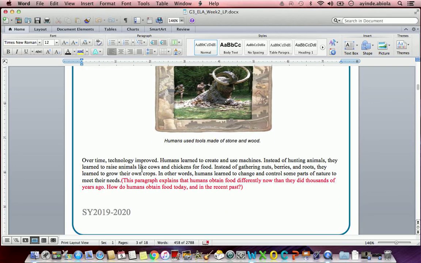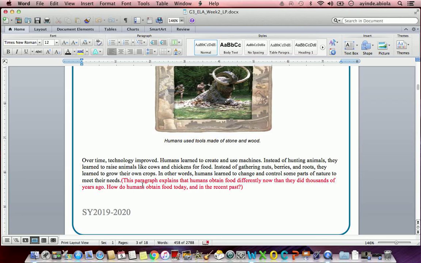Over time, technology improved. Humans learned to create and use machines. Instead of hunting animals, they learned to raise animals like cows and chickens for food. Instead of gathering nuts, berries, and roots, they learned to grow their own crops. In other words, humans learned to change and control some parts of nature to meet their needs.